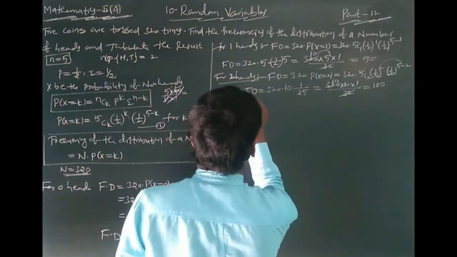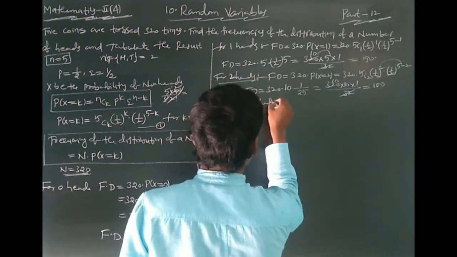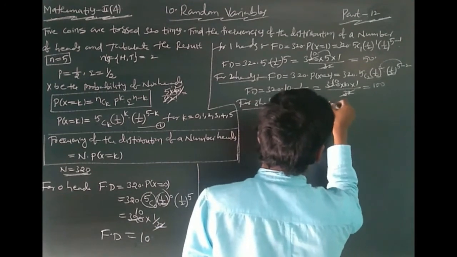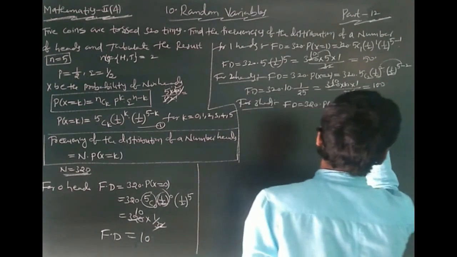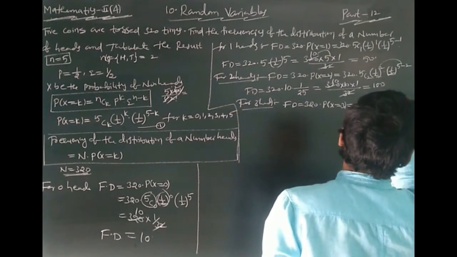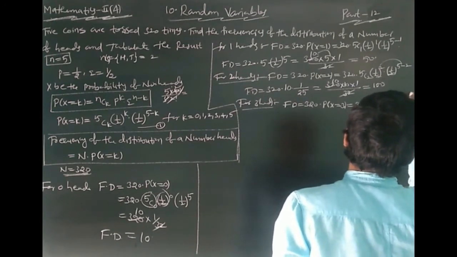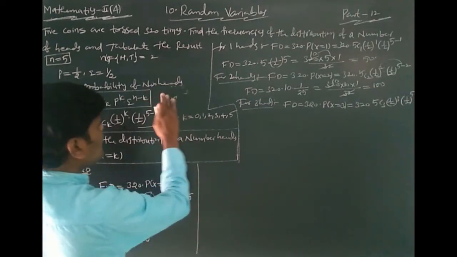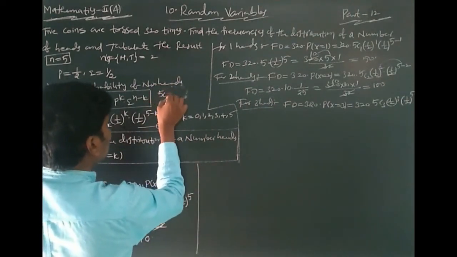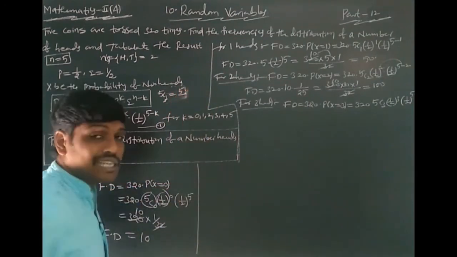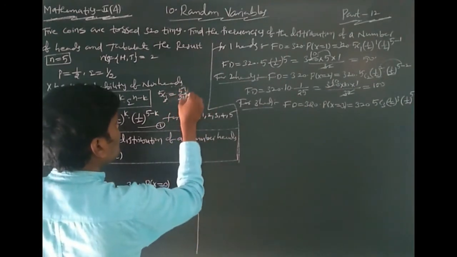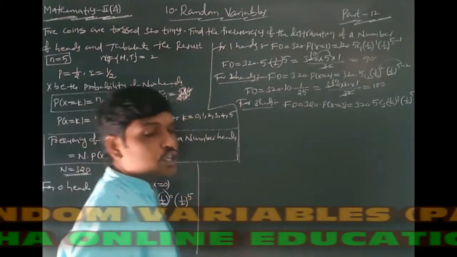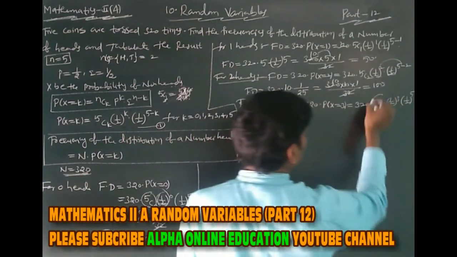Similarly, for 3 heads, the frequency distribution equals 320 into P(X = 3). You can write 320 into 5C3 into (1/2) whole cube into (1/2) whole power 5 minus 3. What is the value of 5C3? 5C3 is nothing but 5 factorial over (5 minus 3) factorial, that is 2 factorial, into 3 factorial. This becomes 5 into 4, the 3 factorials cancel, 2 ones are 2, 2 twos are 4, and you get 10. The 5C3 value is also 10.